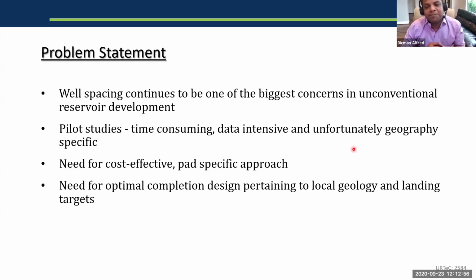The third thing is, can we reduce cost? Moving forward, this whole industry will be about cost cutting, cost optimization. Can you reduce cost as much as possible? Can we do that?